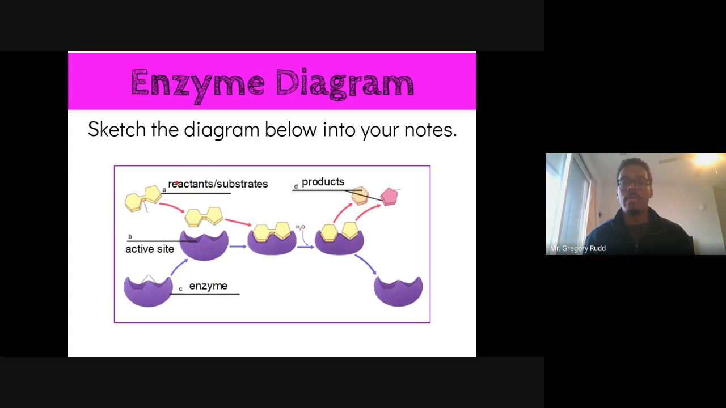Remember, your substrates are what actually go into the reaction. They start off in the reaction. Your product or your products are what come out of that reaction. They are what is produced, or what are produced. Do we draw this? Yes, I would like for you to draw this. It doesn't need to be perfect, but 90 seconds.